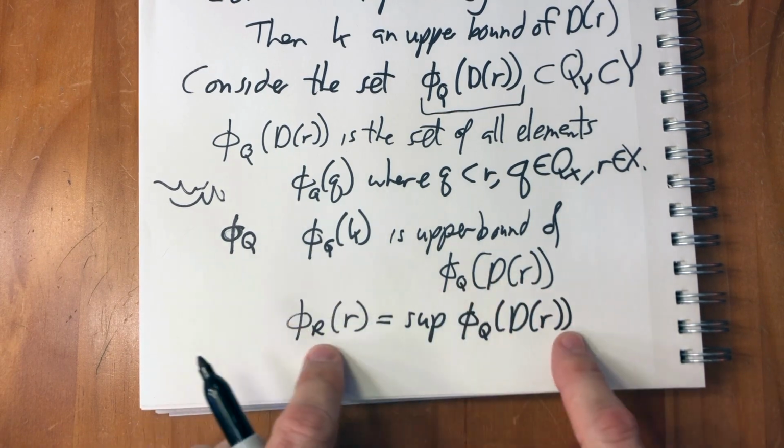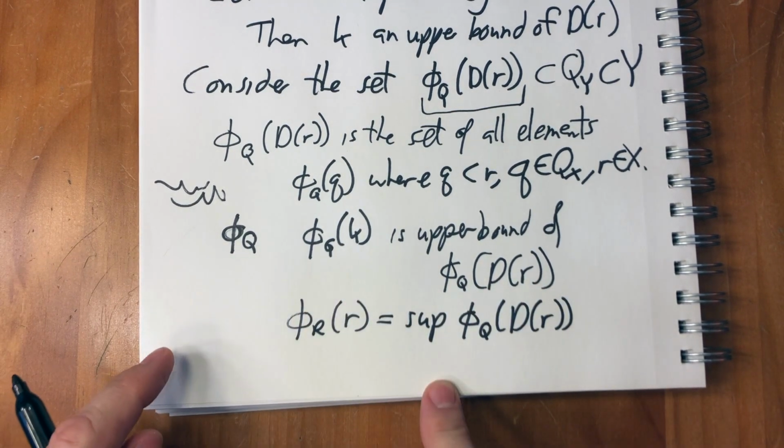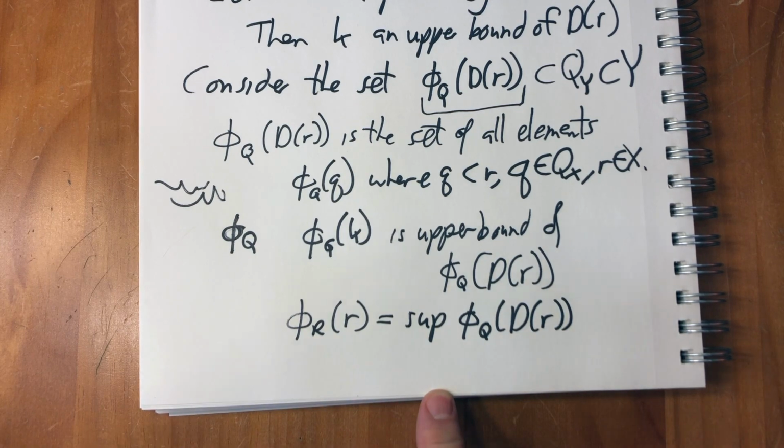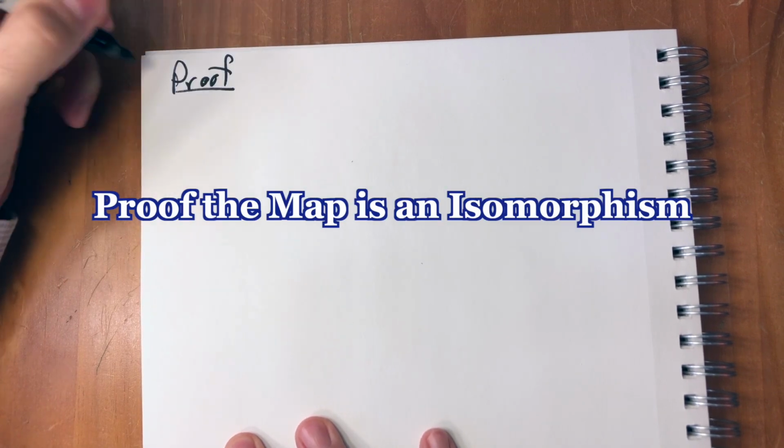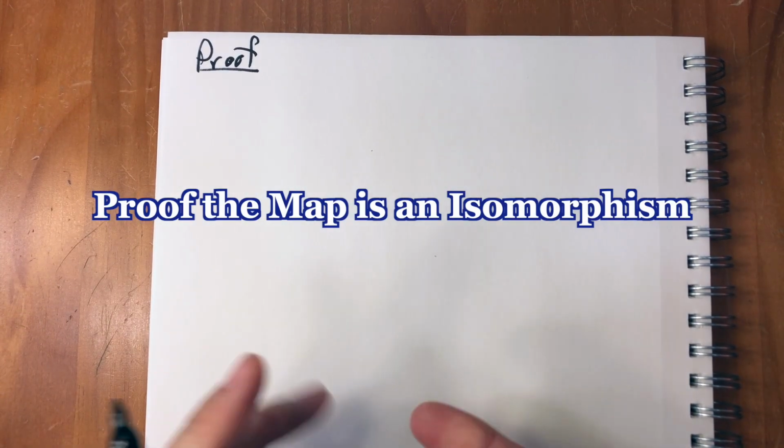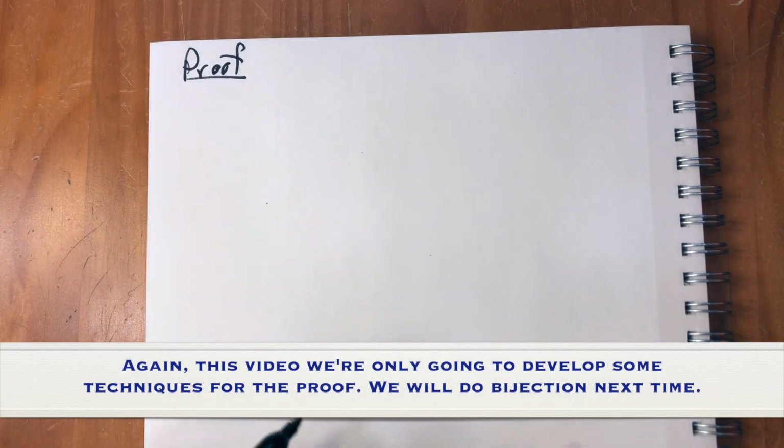So with this definition, we need to show that phi of R is an isomorphism from X to Y. Proof. So again, first we have to prove it's a bijection, then we have to prove that it preserves addition and multiplication. Addition and multiplication we're going to do in the next video. This video, we're going to prove that it's a bijection, which means that it's a well-defined function that is one-to-one and onto.